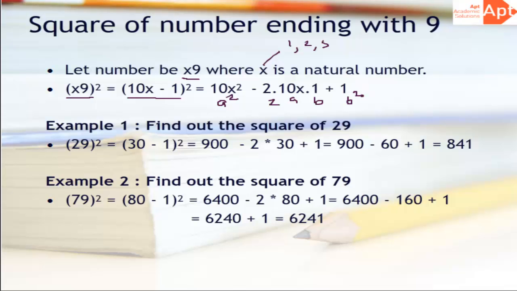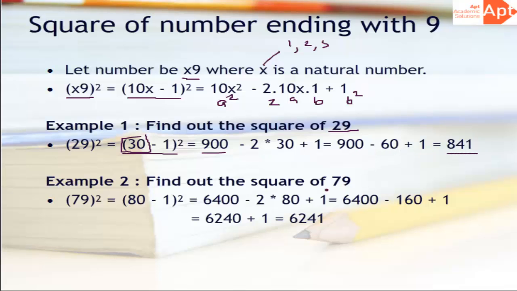Let's take one example. For instance, if you want to find the square of 29, it's very simple. 29 can be easily written as 30 minus 1. Okay, now you can easily maneuver this number. So the square of 30 becomes 900. So 900 minus 2 into 30, that is 60, plus 1. So the answer is going to be 841.